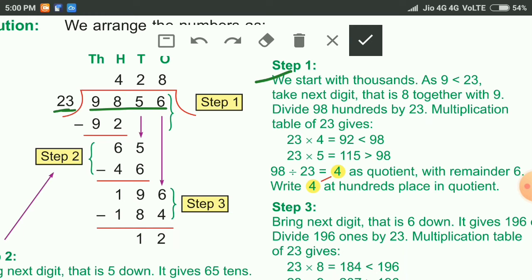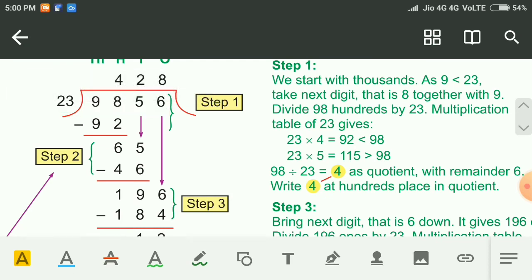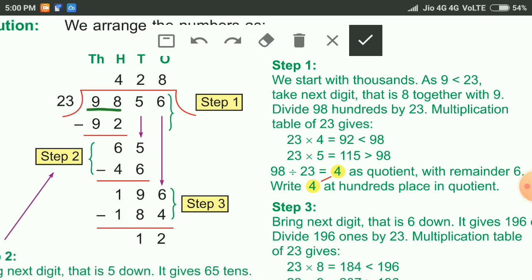We start with thousands, as 9 is smaller than 23. So we can't divide 9 by 23. So we should take these two numbers, 98. Then we see 23 4s are 92. This is less than 98 and 23 5s are 115. This is greater than 98. So we can't write 115. We will write 92. That is 23 4s are 92.